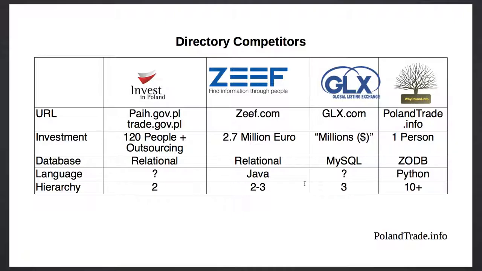And PolandTrade.info, well, I wrote PolandTrade.info single-handedly. How did I do it so much less expensively than the competitors? Well, first of all, I didn't use a relational database. I used an object-oriented database. I used Python. I used about 1 million lines of open source software. Maybe I have an MIT degree. Maybe that helps. Maybe I just have lots of experience with software. The key thing is I made good software decisions.